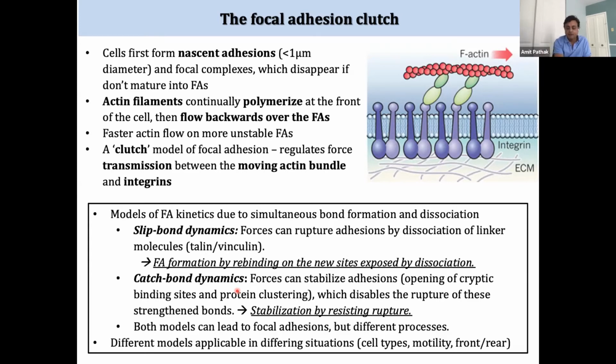And on the other hand, if it is very stable F-actin, then the velocity is going to be low. That means the bond will have more time to stabilize. So if the filament velocity of F-actin is fast, that will lead to smaller lifetime of focal adhesions.